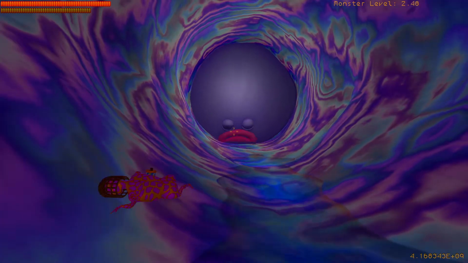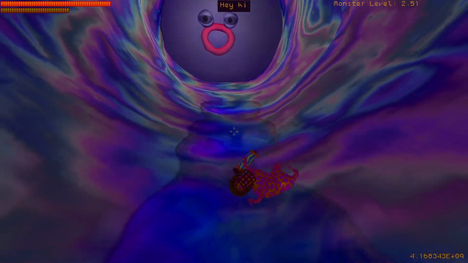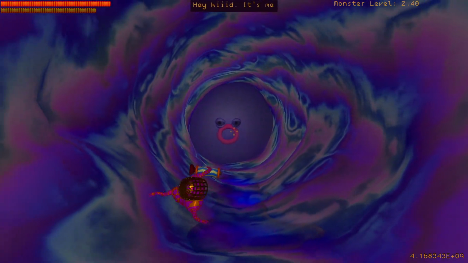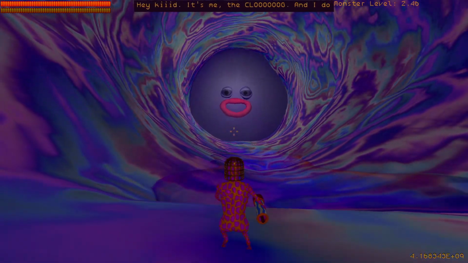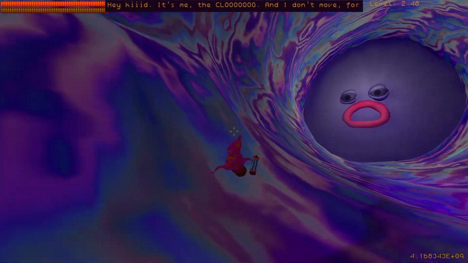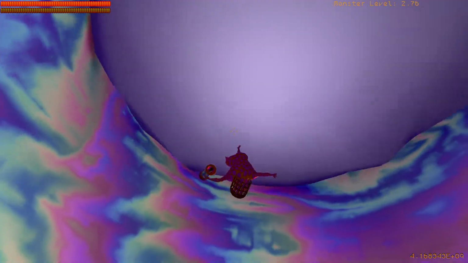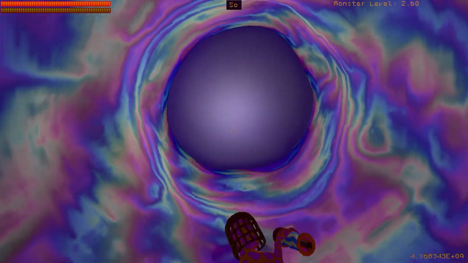Oh yeah, we got the clog here. Totally normal. It's me, the clog, and I don't move for nobody. Nothing weird about this. No, sir. So nothing different.